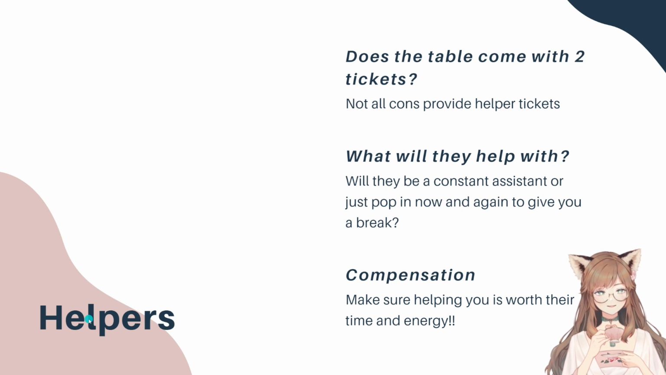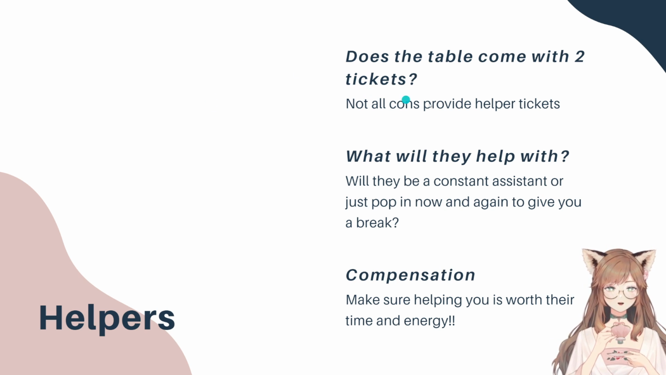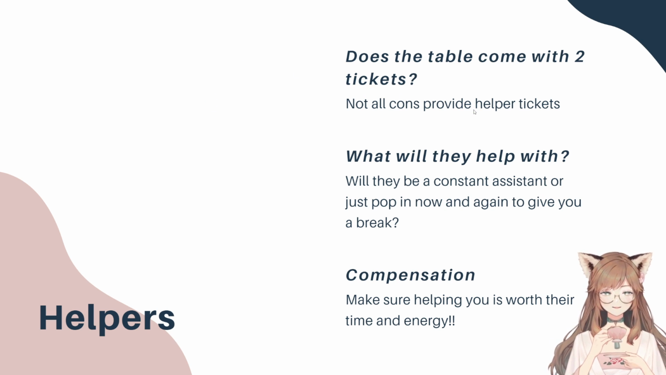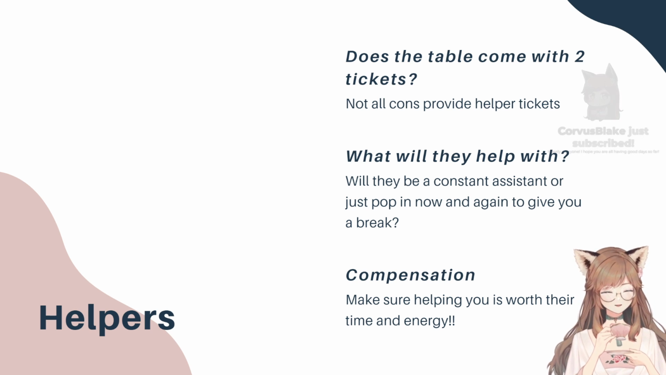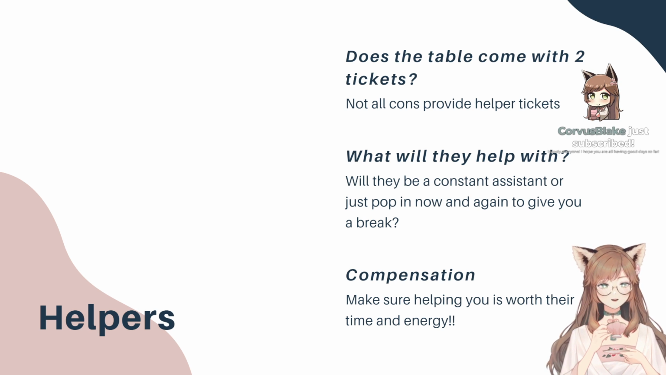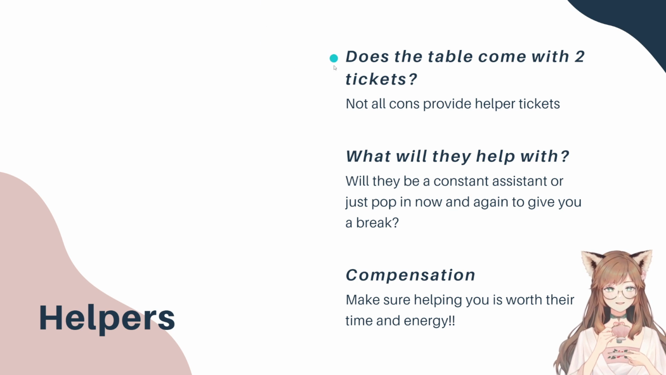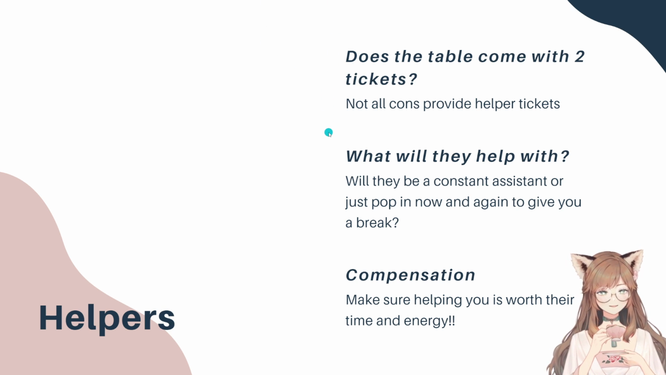Okay, I already talked about this a little, but helpers. Not all cons will provide a helper ticket, so you'll need to check and see how much it is if you have to pay for it, and weigh up whether it's worth it or not. There's also, you can ask them to help differently. So there will be helpers who just pop in every now and again, like they're just out enjoying the con, but they just come and look after your table when you need to pee.